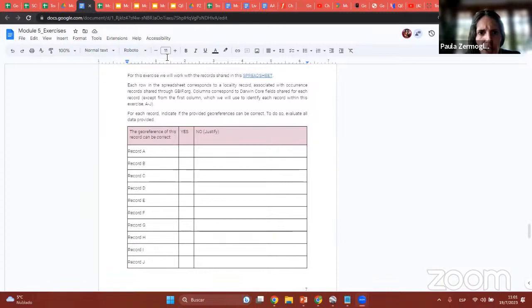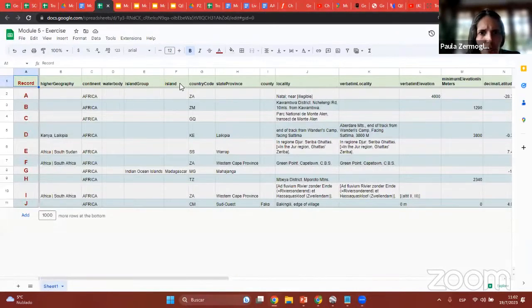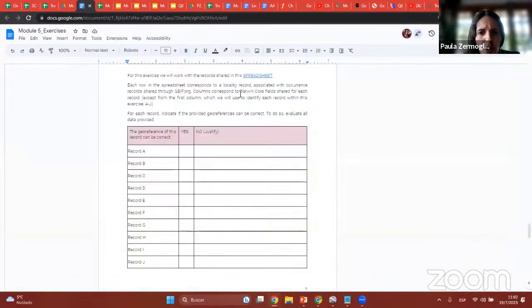So here are the instructions. Each row in the spreadsheet is a locality record, which are these ones here. So each of these is a record, A, B, C, D, up to J. Each of these is a locality record that you need to georeference. So in here, it says indicate if the provided georeferences can be correct.